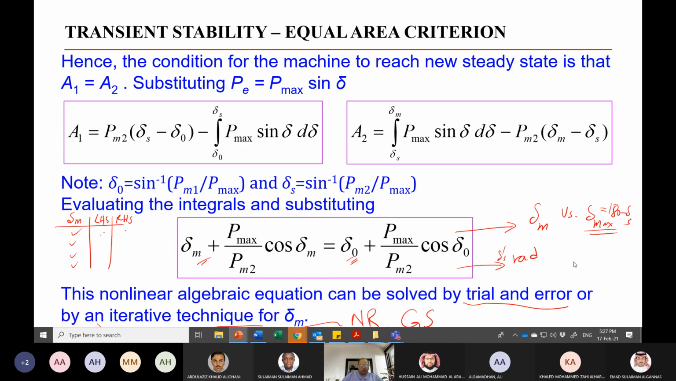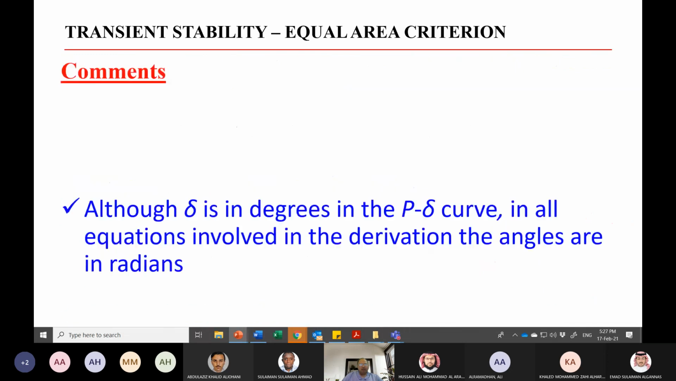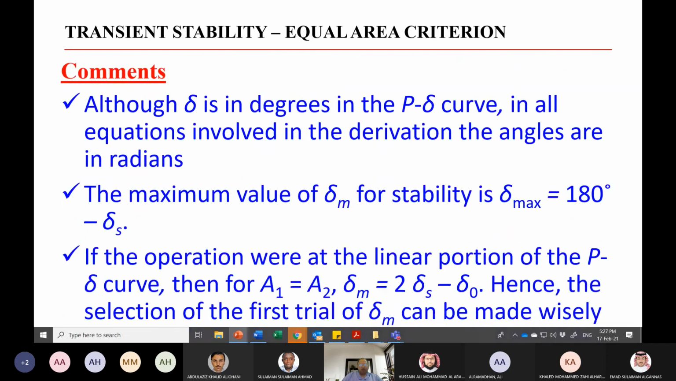Okay. So one wise start for delta M: usually the system operates at the linear part of the sinusoid. So the initial guess for delta M can be set as delta M equal to 2 delta S minus delta 0. All are known, so we can start the initial guess of delta M at this point. Okay.